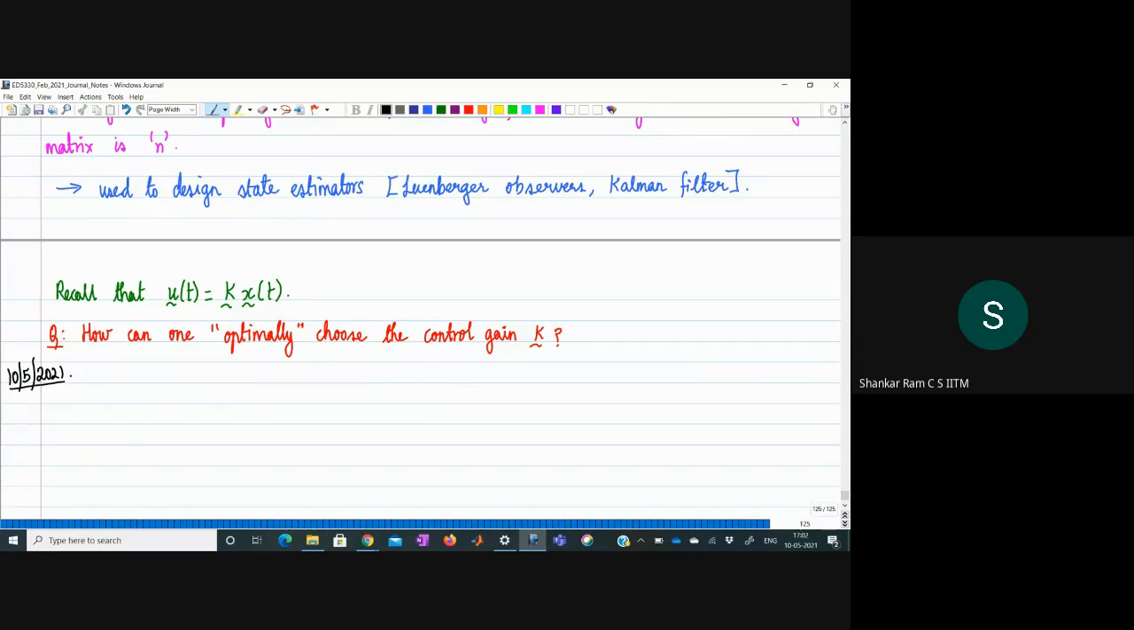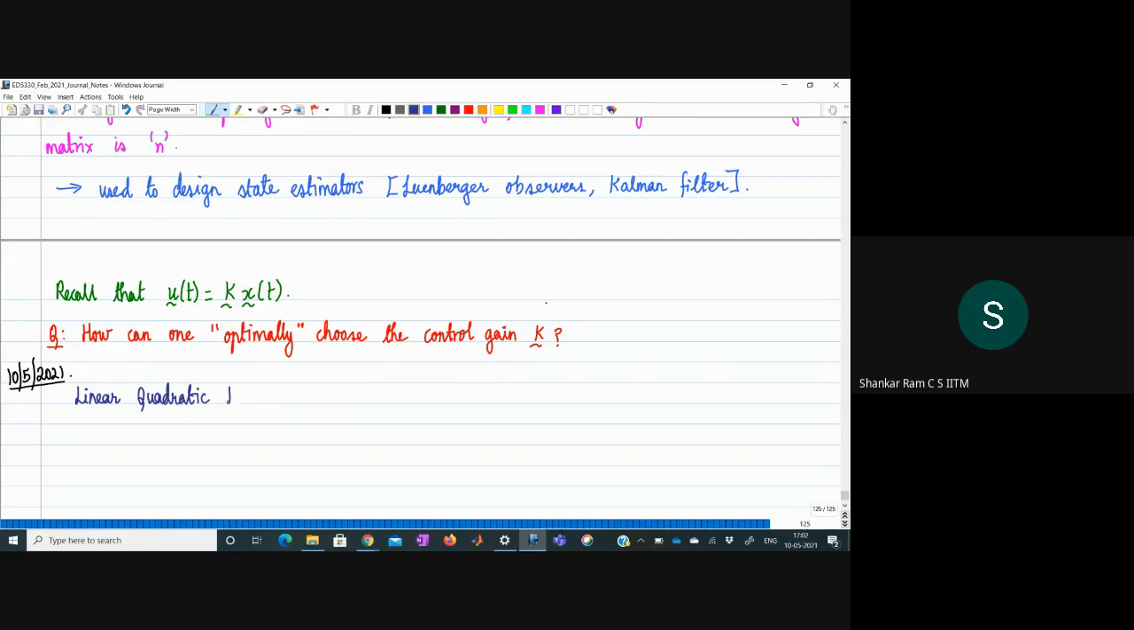In today's class, we will ask ourselves the question as to how can one choose the controller gain that appears in the full state feedback controller in an optimal manner. That is the question we are going to ask ourselves, and we are going to study what is called a linear quadratic regulator.